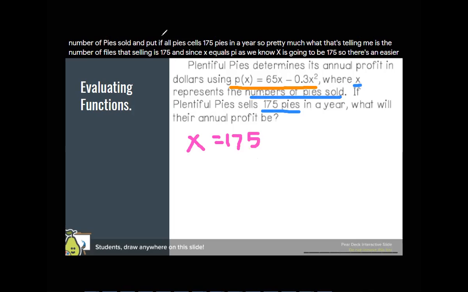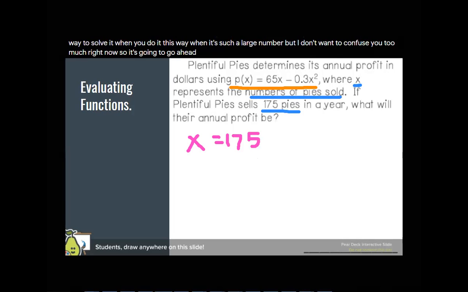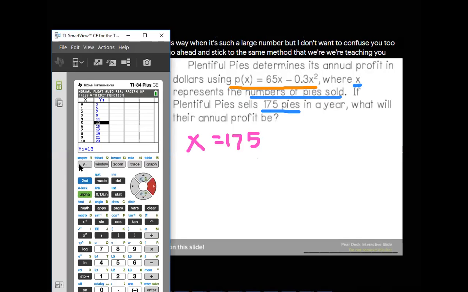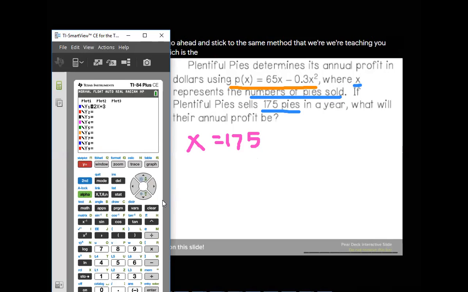So there's an easier way to solve it when it's such a large number. But I don't want to confuse you too much right now. So we're just going to go ahead and stick to the same method that we're teaching you. So you're going to go to y equals, which is the first button that you press. Hit clear to get rid of anything that you've already typed. And we're going to input the equation that we see here. So we're going to input this exactly into the calculator.